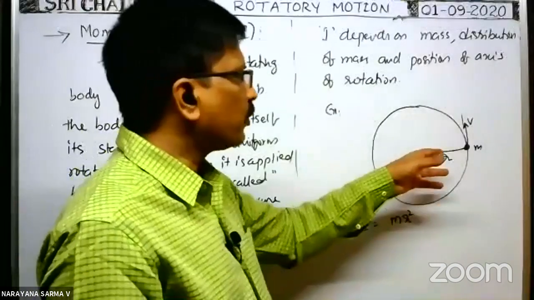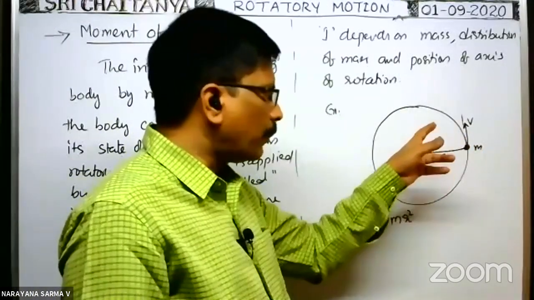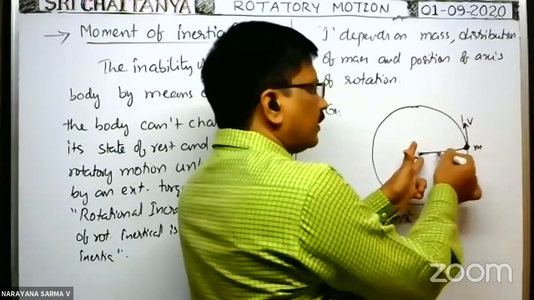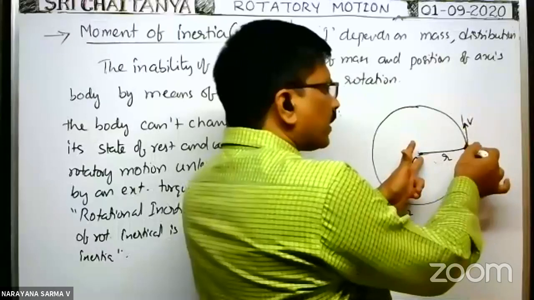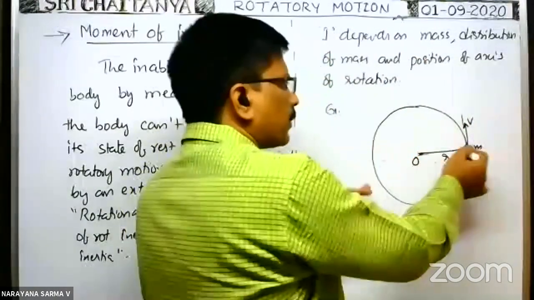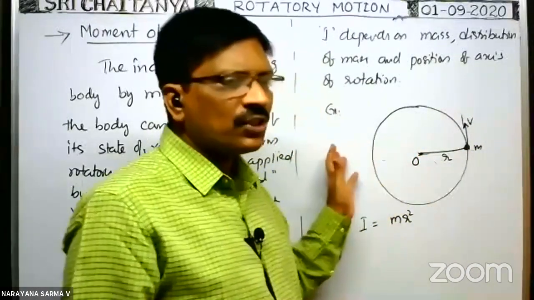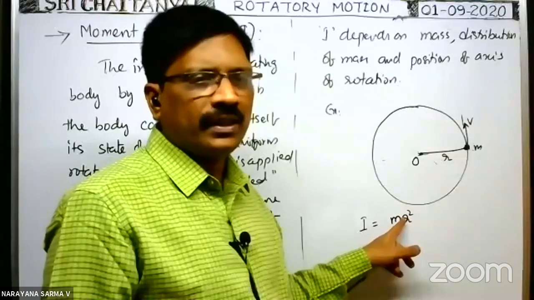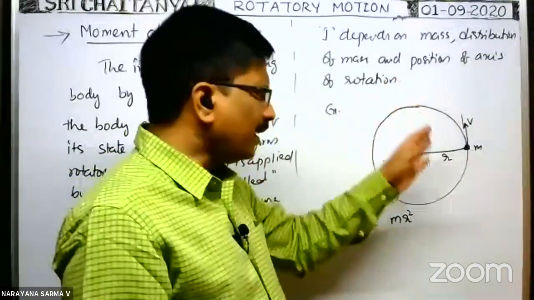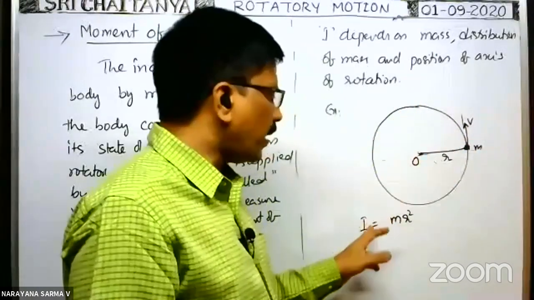Position of axis of rotation means, suppose the particle rotates about this point or about this axis, then the perpendicular distance from the position of the axis of rotation is this one. If the same particle is rotated about this other axis, the perpendicular distance increases, no? That means whenever the axis of rotation changes, the perpendicular distance also changes. So moment of inertia also changes. That's why about this axis or about this point, the moment of inertia of the particle is this one.